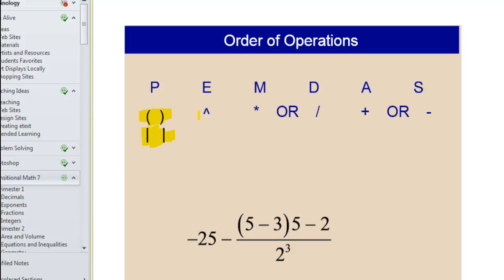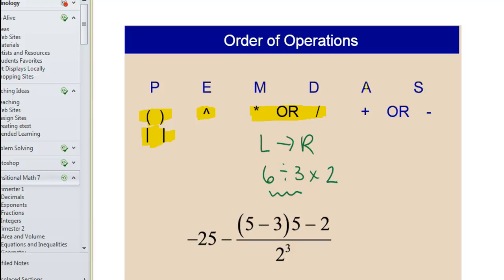Then if you see any exponents, and this is the caret symbol that we use for exponents, you will complete them next. After that, multiplication or division, and you complete whichever one you see first, moving from left to right. So if I have 6 divided by 3 times 2, I would complete my division first and then my multiplication.